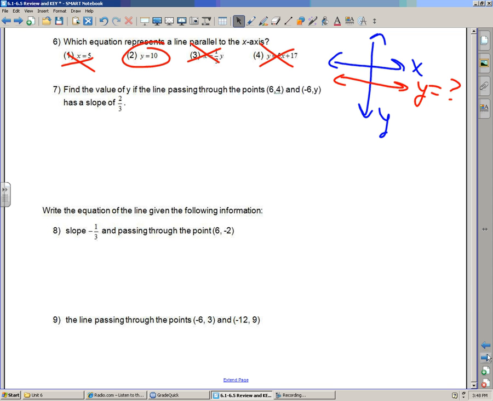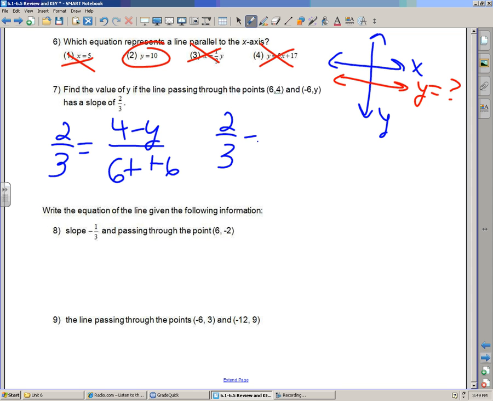Find the value of y if the line passing through the points (6, 4) and (negative 6, y) has a slope of 2/3. So we already know the slope formula. We know that the slope, 2/3, is equal to the change in y's over the change in x's: 4 minus y over 6 minus negative 6. Well, if I simplify that, then what I'm going to really get is 2/3 equals 4 minus y over 12.